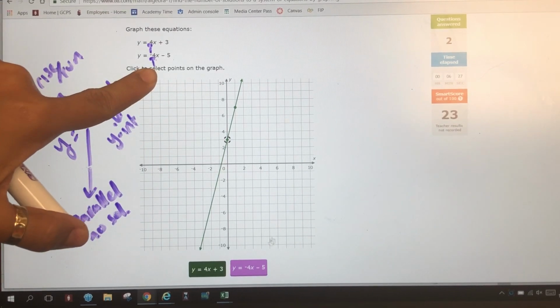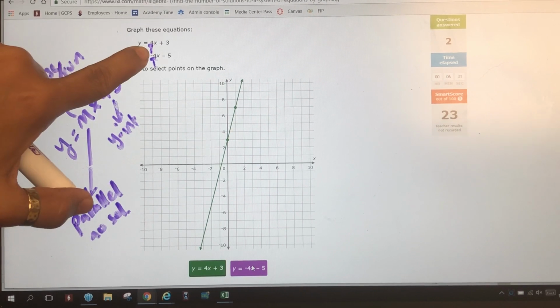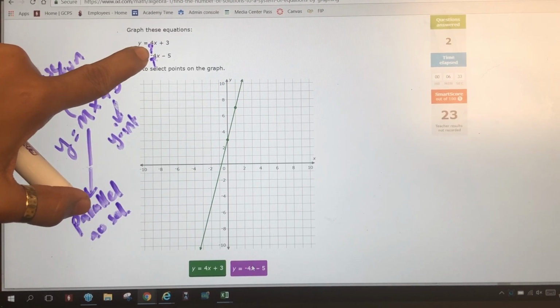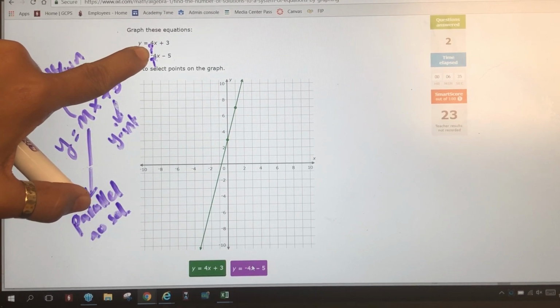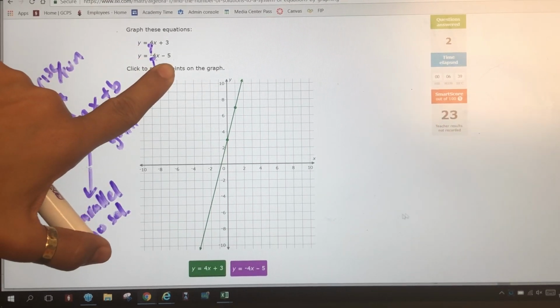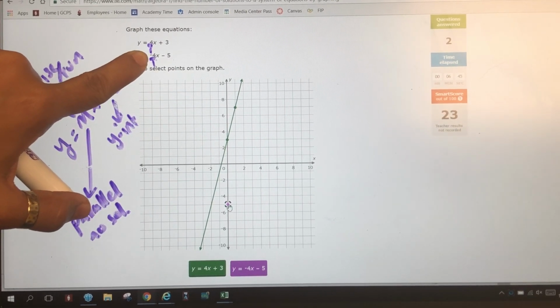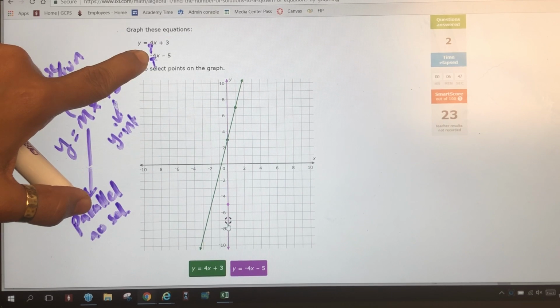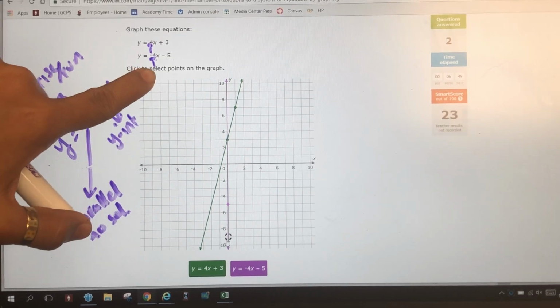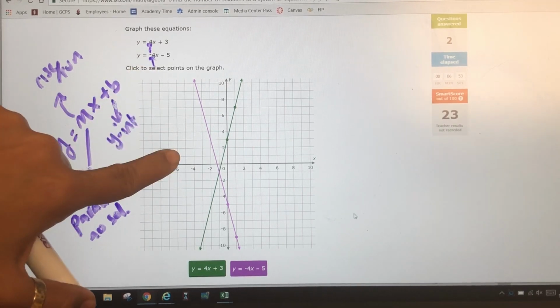Graphing the second line, so click on the second line, and you're going to do the same thing. This time it's negative 4. So instead of going up 4, because it's negative, I'm going to go down. But what number do I start at? I start at negative 5. So you always start at your y-intercept, negative 5. Then you do rise over run. I'm going to go down 4, 1, 2, 3, 4, and then right 1 because that's positive. Those are my 2 lines.